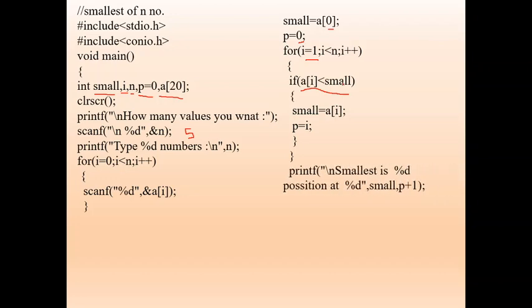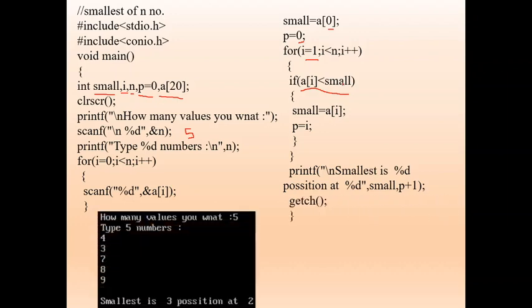After completion of this loop, just print the smallest number, that is small, and its position. I am printing p plus 1, not p, because the array index starts from 0. That's why I am using plus 1. This is the sample output. Now I am going to show the execution also.